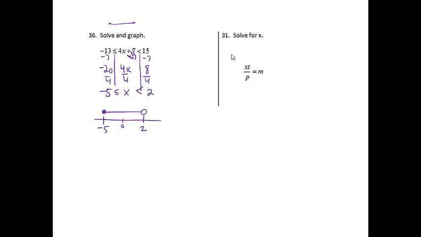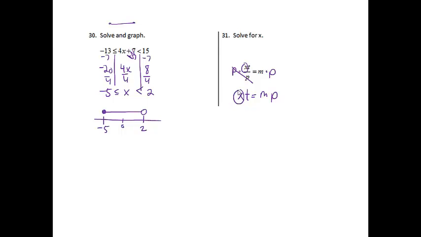All right, number 31 says to solve for x. We have x t over p equals m. We're solving for x. So we need to figure out how to get rid of that t and the p. The first thing to get rid of divide by p, we're going to multiply both sides by p. So if we do that, the p's are gone. So now we have x t equals m times p, which would just be m p.